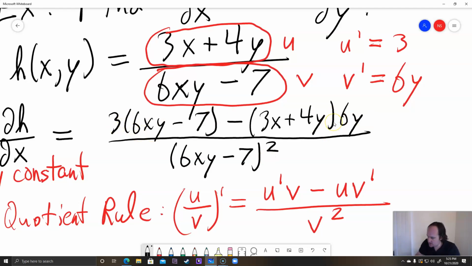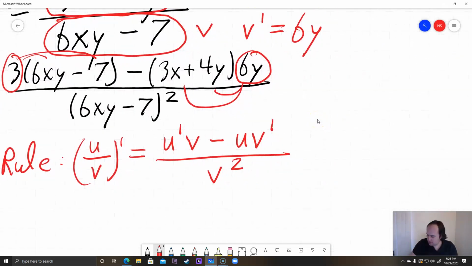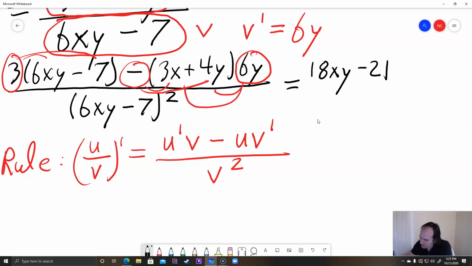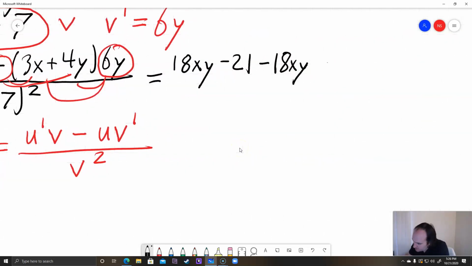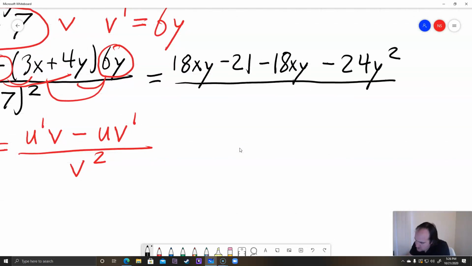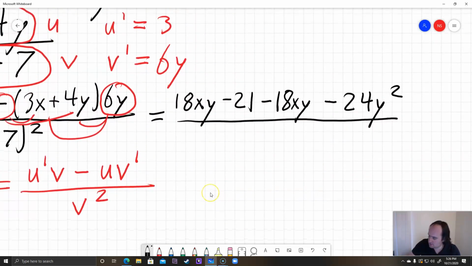We can distribute the 3 and distribute the 6y. So we're going to distribute the 3 over here and distribute the 6y over there on the top. So what's that going to give us? Well, on the top we're going to have 3 times 6xy is 18xy minus 3 times 7 is 21. And then distributing the minus 6y, remember we have to distribute the minus as well as the 6y. We're going to get negative 6y times 3x is going to be negative 18xy. And then we're going to have minus 6 times 4 is 24y squared. So we're going to have a minus 24y squared. And then this is all over v squared. So this is all over the quantity 6xy minus 7 squared.